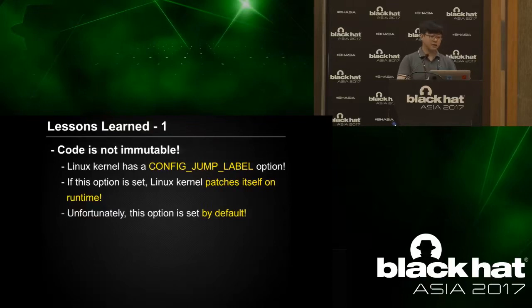Lesson 1, code area in Linux kernel is not immutable. Previous researches assumed that code area is immutable, but it is not true. Linux kernel has CONFIG_JUMP_LABEL option. And this option is set by default in major Linux distros. If this option is set, Linux kernel patches itself on runtime, and this causes conflicts with kernel protector.